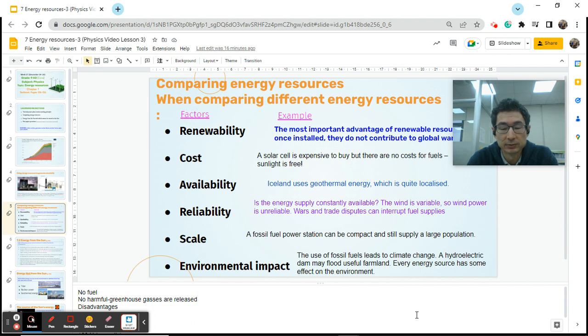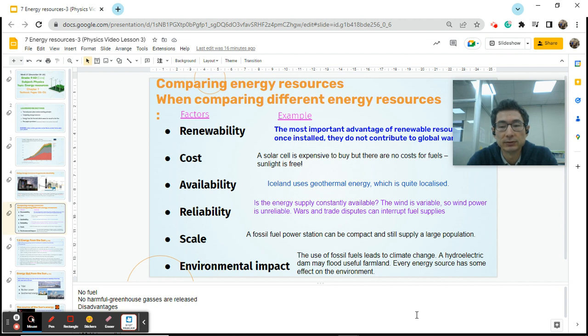Availability, yes, it's important. You should consider reliability. Is it reliable? Will it work? There are other factors like trade disputes and the geopolitical relations between countries. You should think about it. All should be considered.